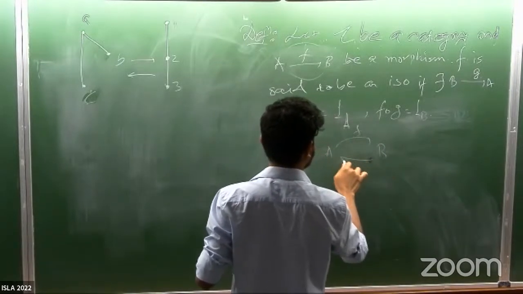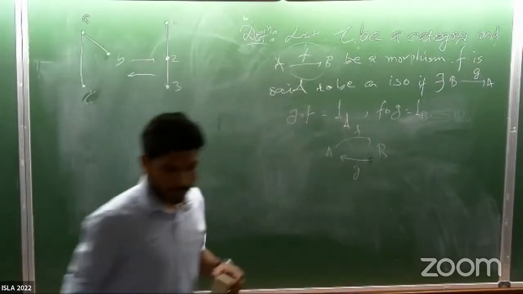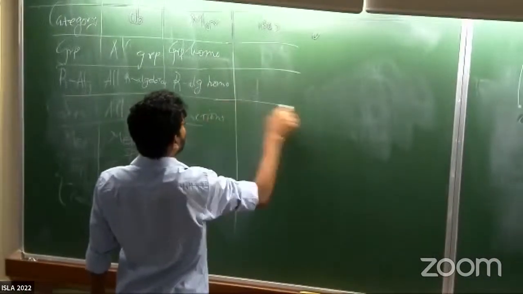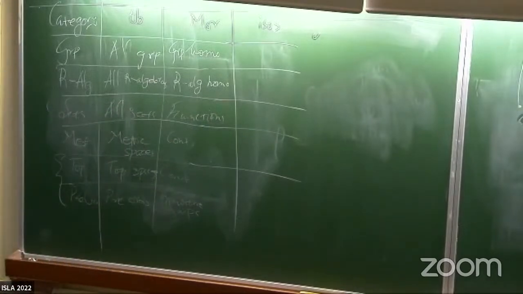Right. So that is the notion of an isomorphism. So I want you guys to fill up this table now. So I want to put isos, let's say here. Who's the person who told me group theory? Where is he? I don't remember his name now. It was Aditya, if I remember correctly. What should be the isomorphism in groups?